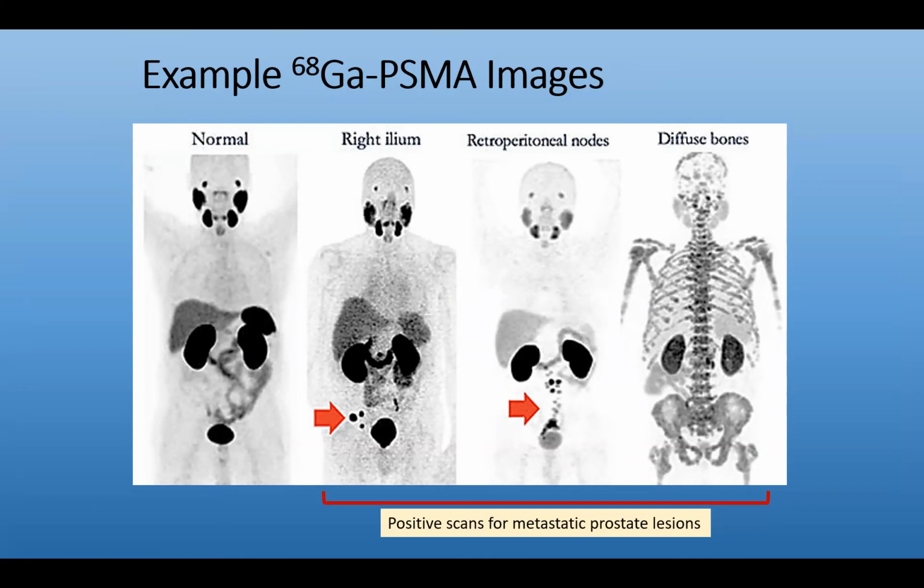The other three images show positive scans in patients with metastatic prostate cancer. So you can see some uptake here in the right ilium. Here's a patient that probably has some retroperitoneal nodes. And then unfortunately in this fellow here, it's spread throughout the bones. And if we were to do our regular MDP bone scan, this might be an example of a super scan that we might see.